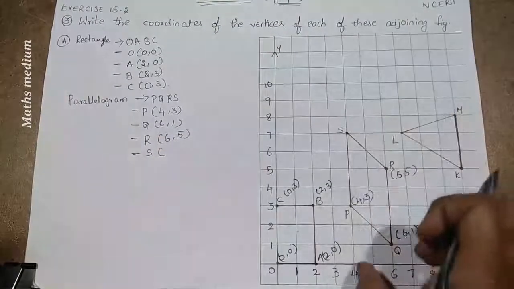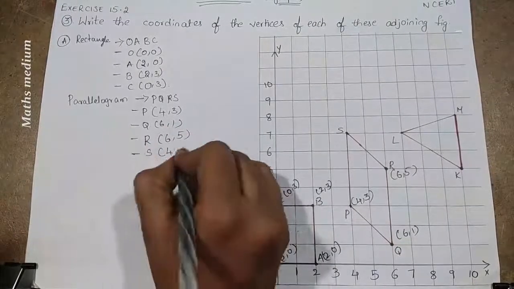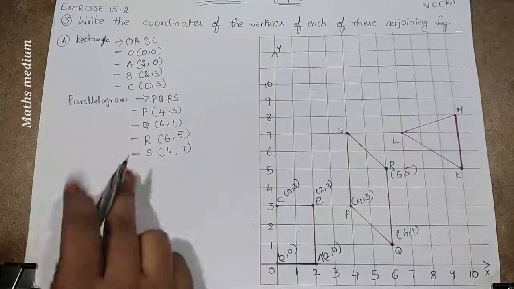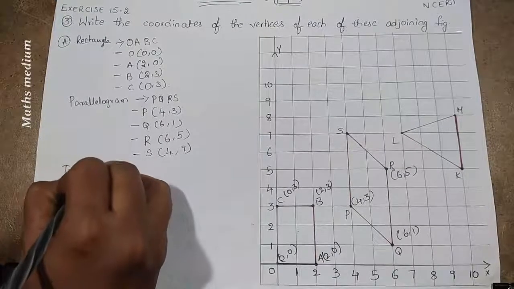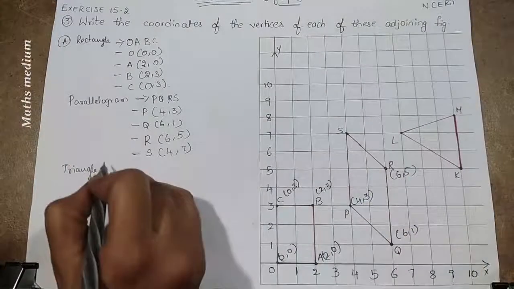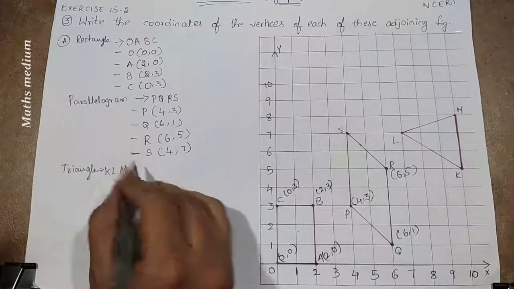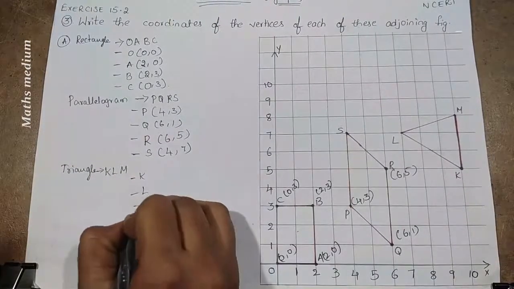Next, finally S. So this is S from 4 and 7. So 4 from the x-axis, 7 from the y-axis. So this is about parallelogram coordinates. Next, triangle KLM. Now points K, point L, point M.